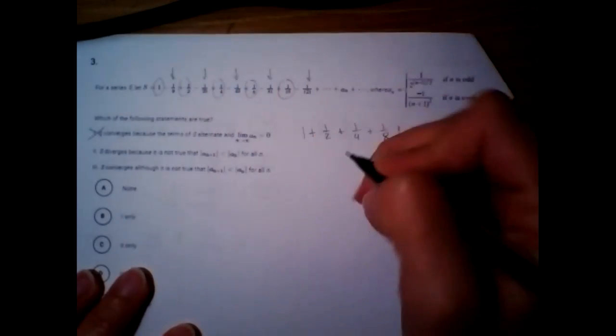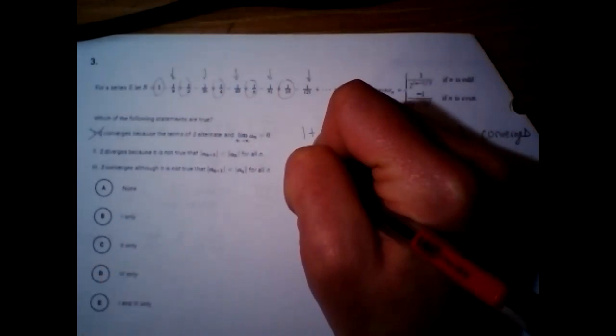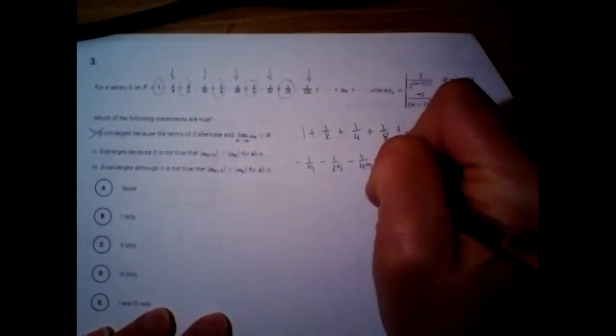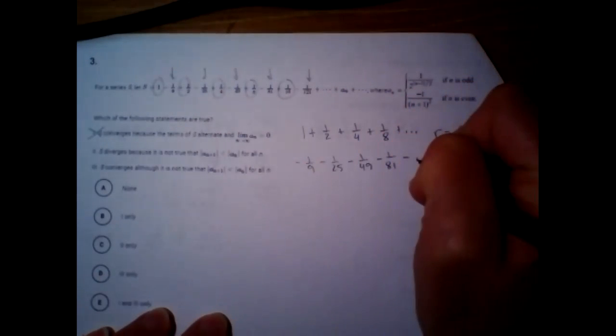Good, nice, that's going to converge if r is smaller than 1. All right, and then I'm going to look at all the other terms, the ones that I didn't pull out here. So -1/9, and then negative 1/25th, and then negative 1/49th, and negative 1/81st, minus, so on and so forth.